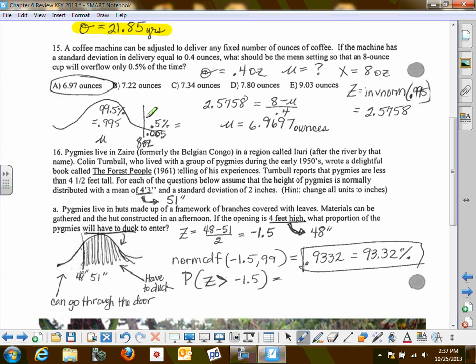This machine is set up so that an 8-ounce cup will only overflow 0.5%. That's a half of a percent, so in decimal form it is 0.005, which means that your area down here is 0.995, not 0.95. If you got a different z-score on this problem, then you got the wrong answer. Maybe you got a wrong z-score because you moved the decimals incorrectly.